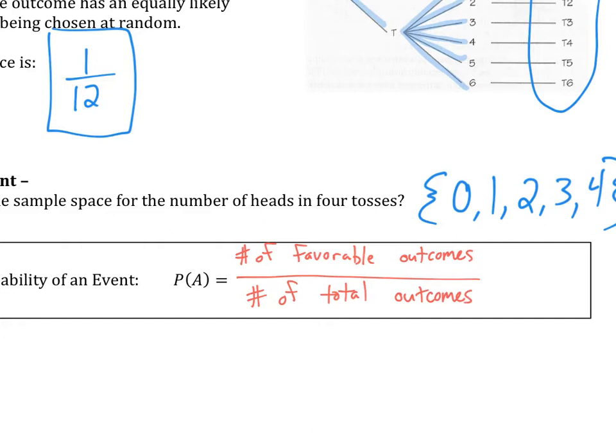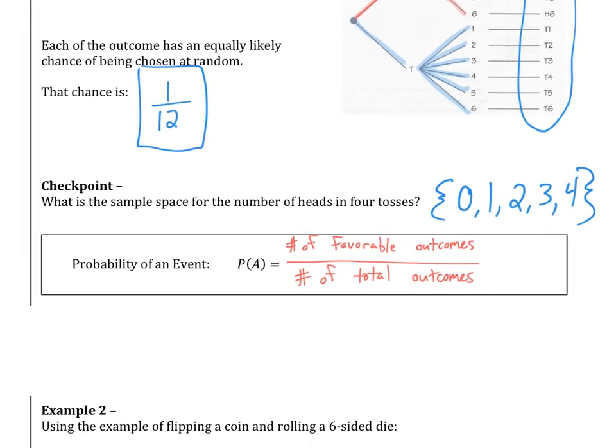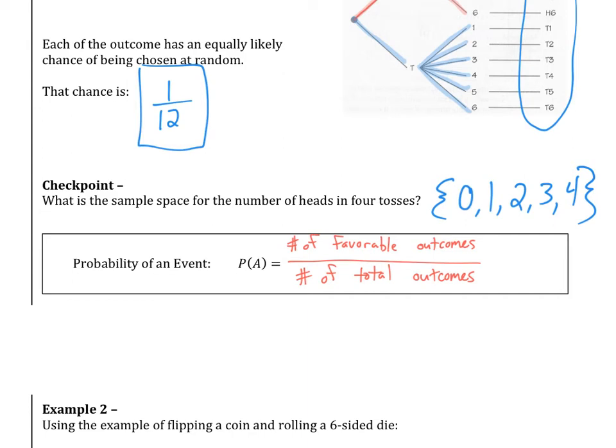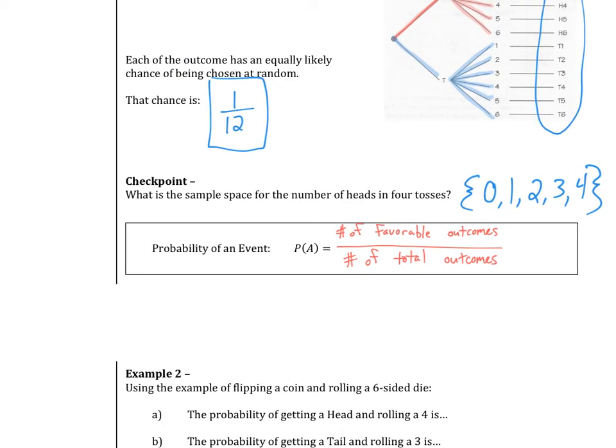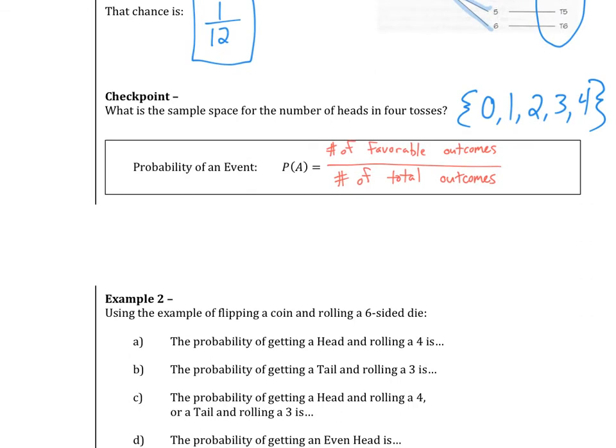So favorable outcomes divided by total outcomes. Favorable are the ones you're looking for. Like maybe you're looking for flipping a head. Maybe you're looking for rolling a 6. So those are the ones that are favorable, the ones you're looking for, and the total is the total amount.